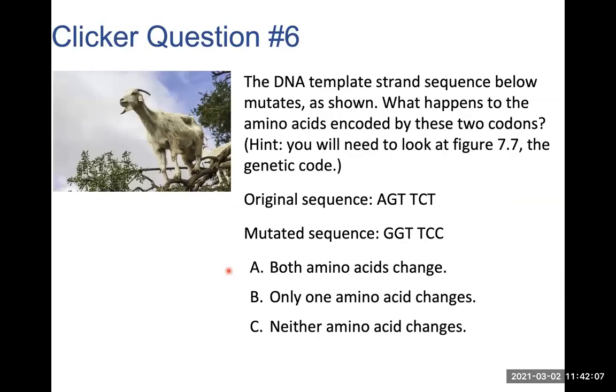So there is a question for you guys. The DNA template strand sequence below mutates. It's showing a mutation. What happens to the amino acid encoded by these two codons? Your answer choices are: both amino acids change, only one amino acid changes, and neither amino acid changes.